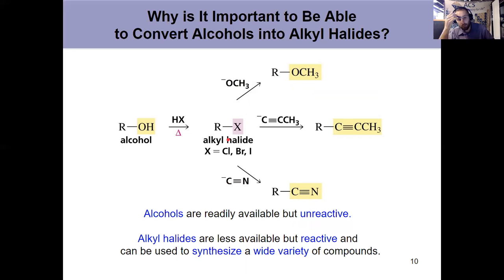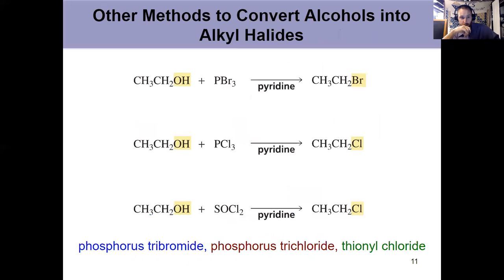However, be aware of the fact that treatment with a hydrogen halide, so alcohol plus hydrogen halide, HCl, HI, HBr, is not the best method. It's not the most selective. It's also not the most productive. So for the rest of this video, we have some other ways to react with our alcohols and convert them to alkyl halides. Okay.